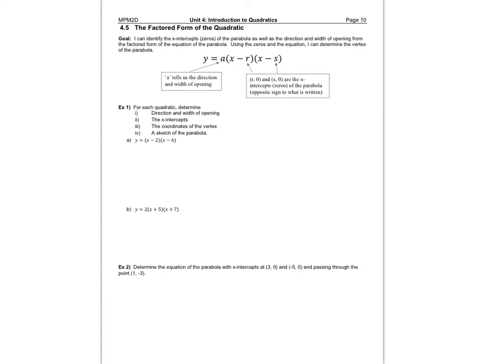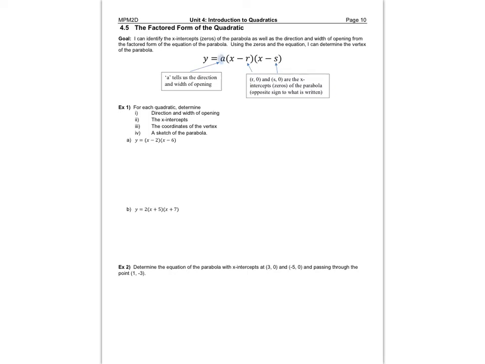Here we are working with the factored form of the quadratic. So our goal today is that we can identify the x-intercepts, which are also known as the zeros of the parabola, as well as the direction and width of opening from the factored form of the equation. And then using these zeros from that equation, along with the equation itself, we can determine the vertex of the parabola. So I've just done a quick summary here of our information.